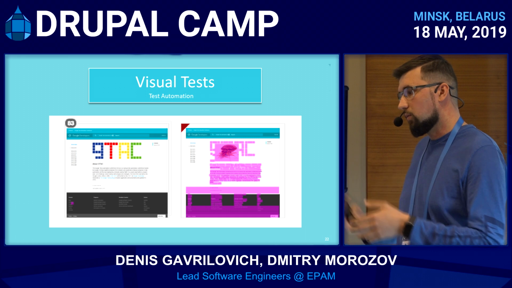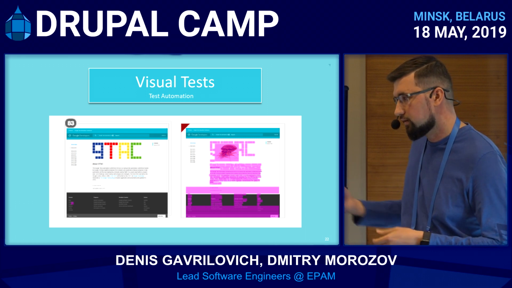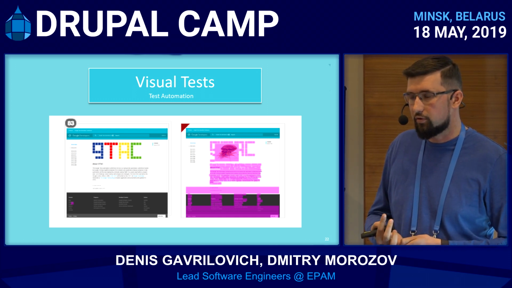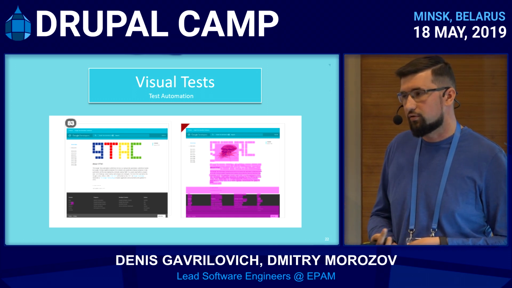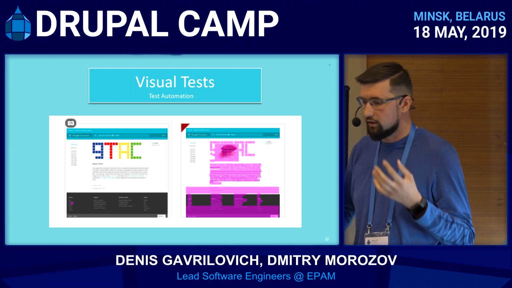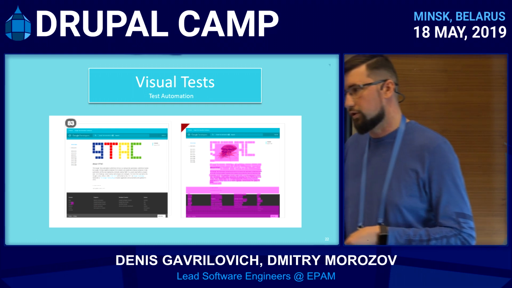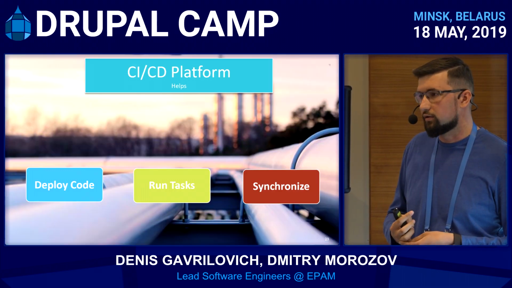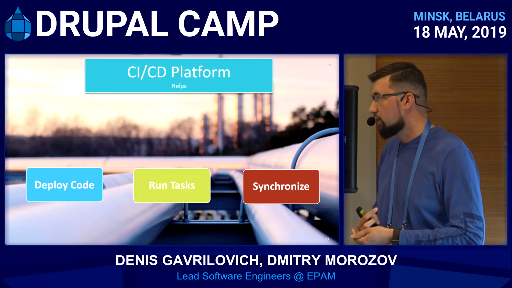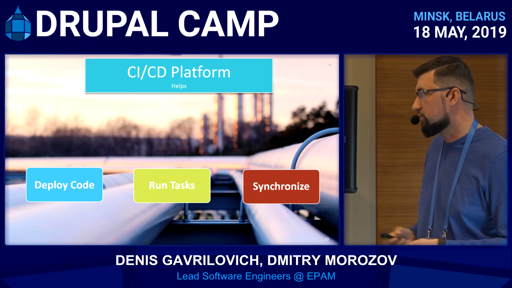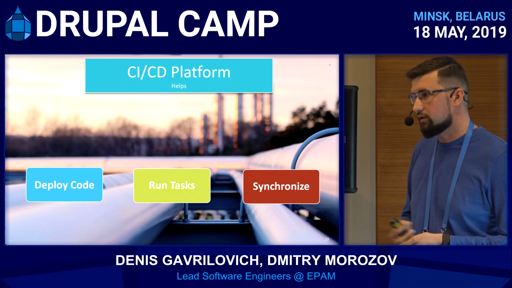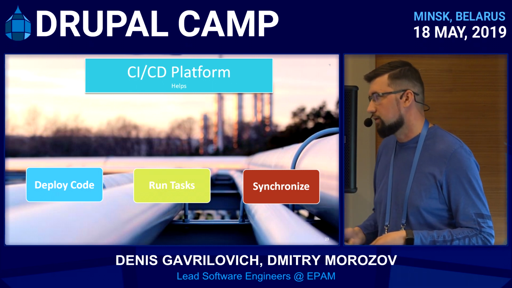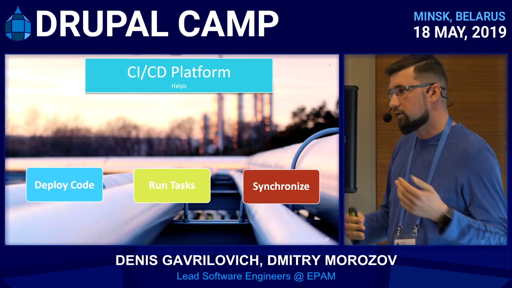However, someone should run those automation tests, monitor them, store testing reports, and another person should deploy that site and synchronize environments, for example, copy the database from production to dev, etc. So it also takes time. To optimize it, we have CI/CD platforms that help us deploy code, run different tasks like update DB, clear cache, etc., run tests, and synchronize our environments.